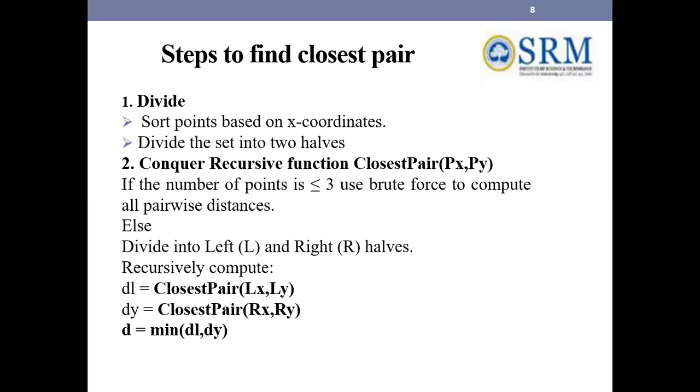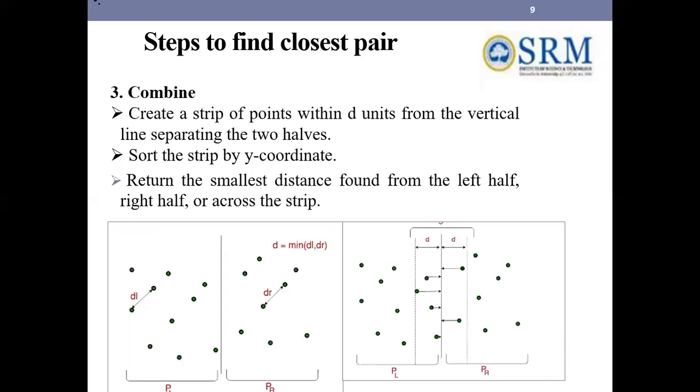And once the recursive algorithm is finished, we find the minimum of the closest pair in the left side, DL, and the closest pair in the right side, DR. The minimum of DL and DR is assigned as D. That is the closest pair in the left or right. And when we combine the results, we check the strip points.